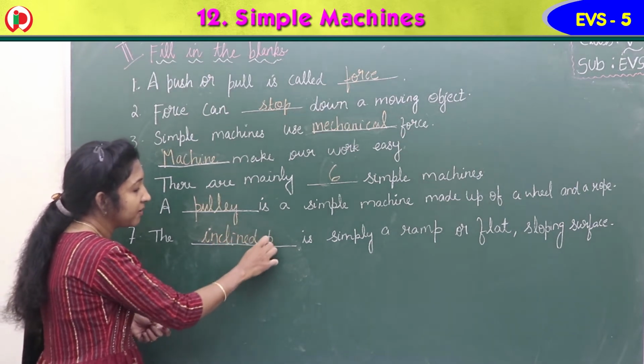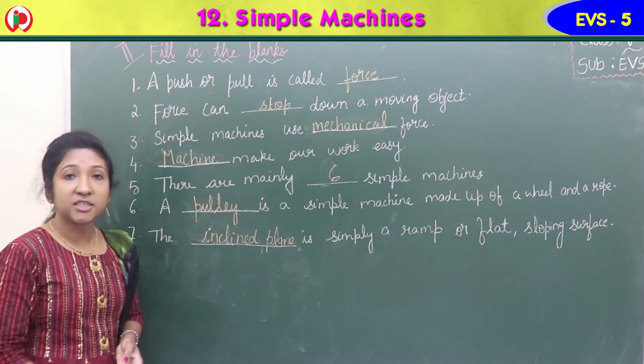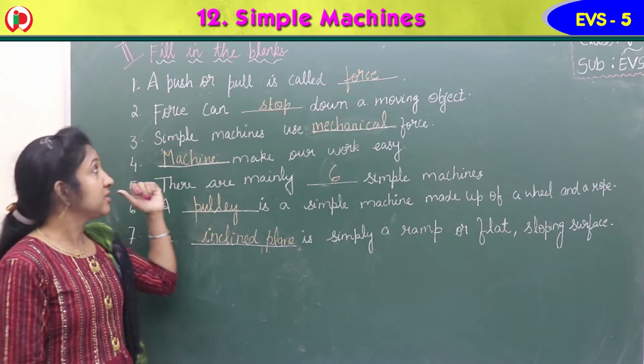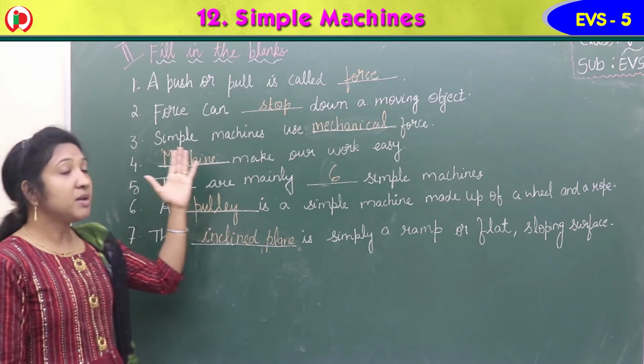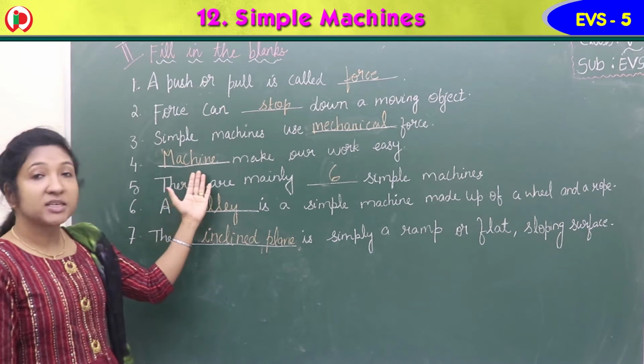I-N-C-L-I-N-E-D, inclined plane: ladder, ramp. These are all examples of the inclined plane. A push or pull is called force. Force can slow down a moving object. Simple machines use mechanical force to make our work easy.